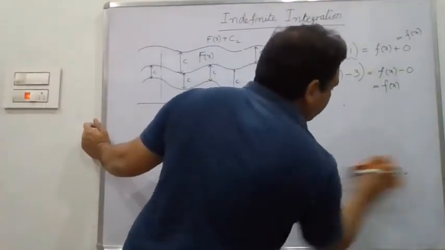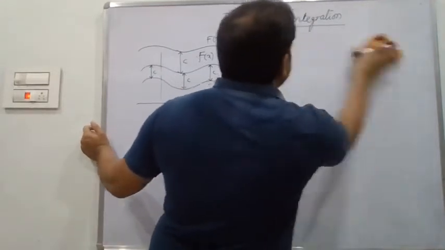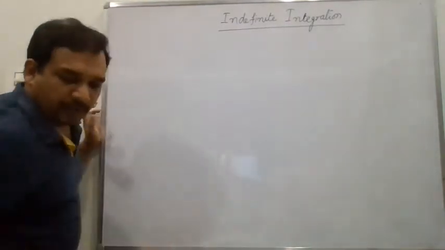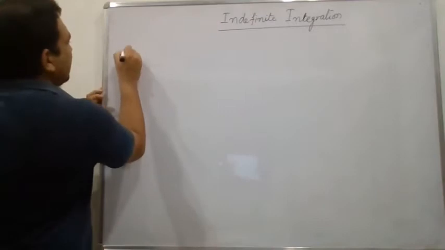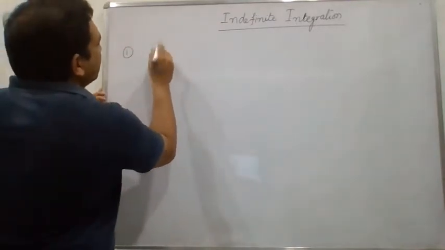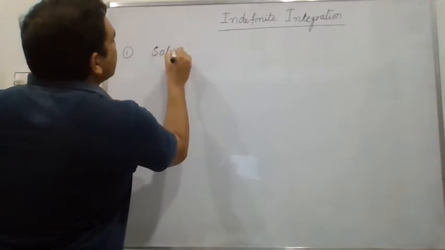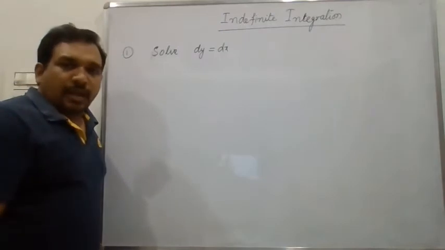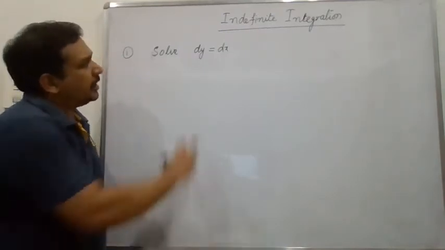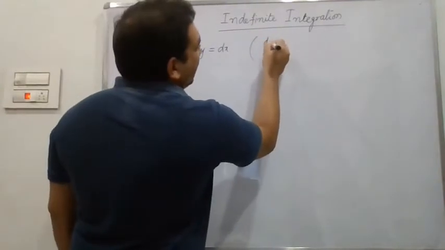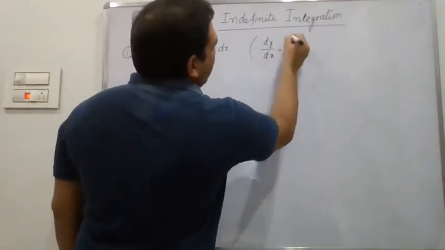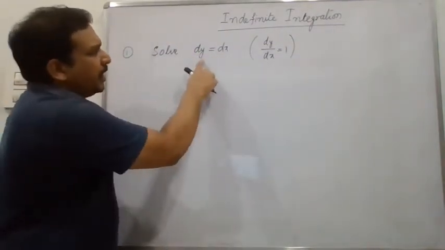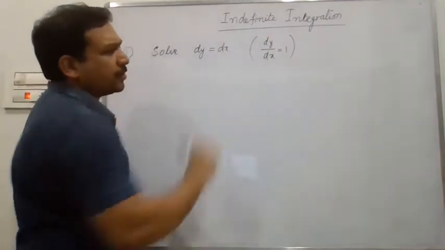Next, we'll go for some examples. Simple examples, to understand it better. First example. If the question is given, solve dy is equal to dx. If this is the question, or if you want to write it as a derivative, then it is nothing but dy by dx is equal to 1, meaning I am dividing both sides by dx. Dy by dx is equal to dx by dx, which is 1.